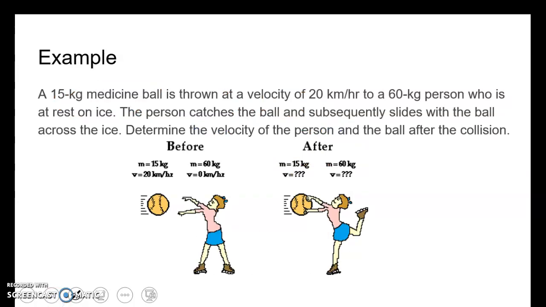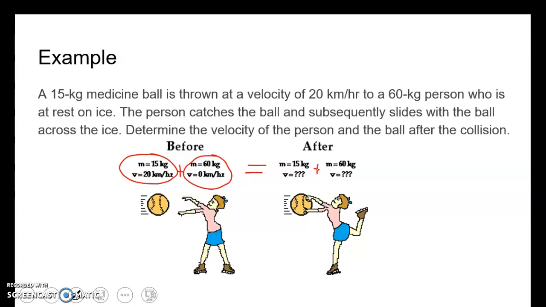So here's an example. We have the medicine ball being thrown with a velocity of 20 kilometers per hour to a 60 kilogram person who is at rest on ice. The person catches the ball and then slides with the ball across the ice. We want to find how fast the person will be moving after the collision. This is the type of problem that conservation of momentum helps us with. Because I know the momentum of the ball, and if I add that to the momentum of the ice skater, it will equal the momentum of the ball and ice skater after. Okay, that's what we expect to see.